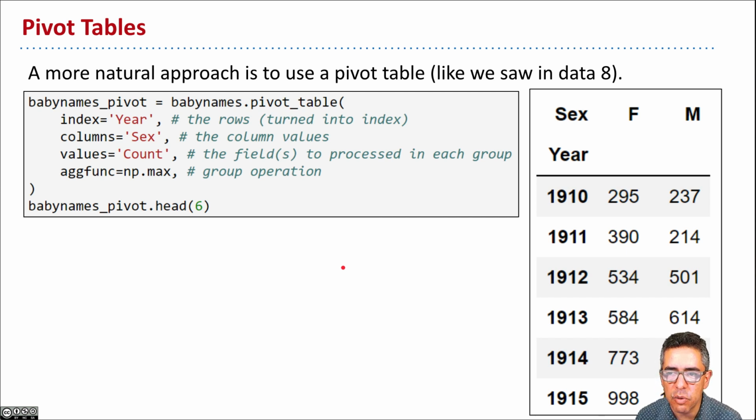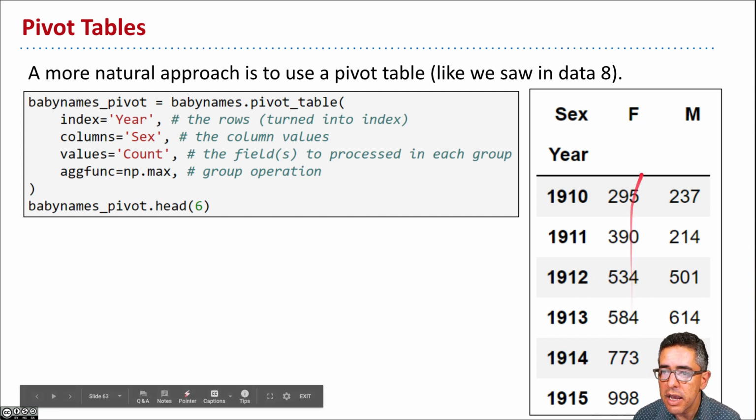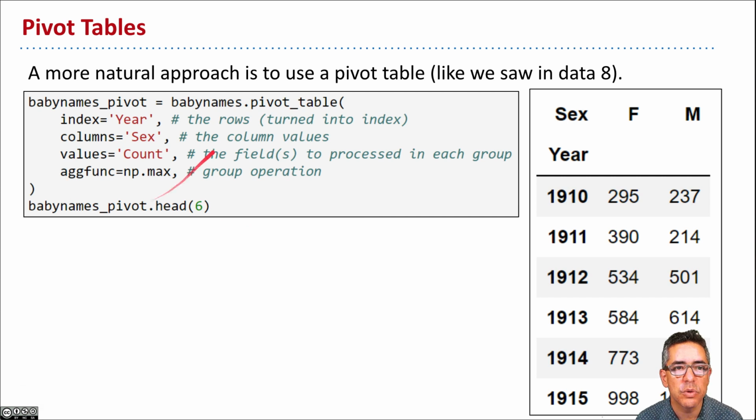Which would be to say, well, for each year, I would like a column for each of the two sexes that are registered in the data, and for each of those, I want to have the total count. It turns out that this kind of table can be produced by using the pivot table method. In this case, a pivot table is an operation that is similar to a group by, but slightly more complicated. It's kind of a generalization of a group by.